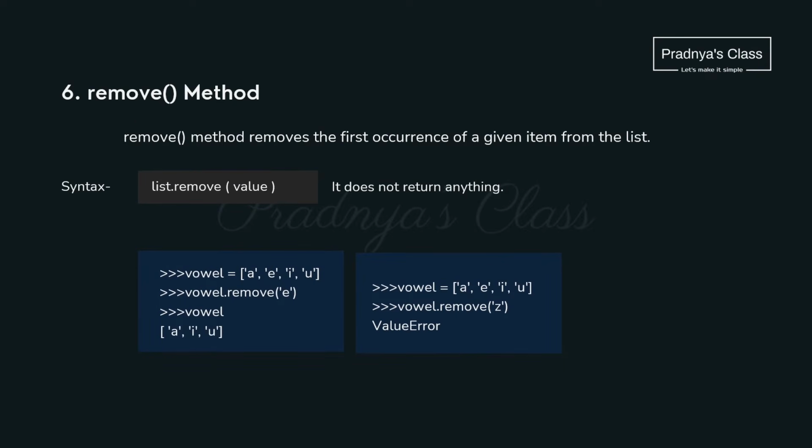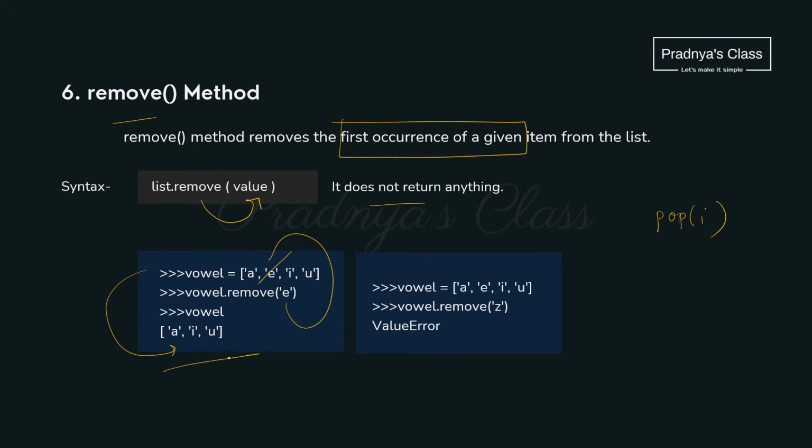Along with pop, we have the remove method. It removes the first occurrence of the given item. In case of pop, we provide the index, but in case of remove, we need to provide the value. As we know what we need to delete, that's why it will not return anything. We provided E, that's why it got deleted. When we print the list, you get to know that there is no existence of the element E.